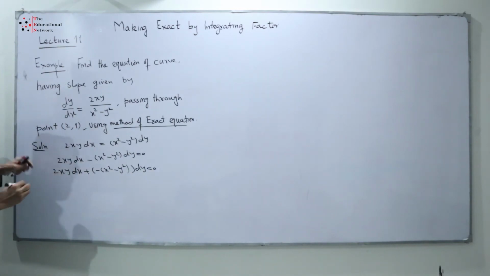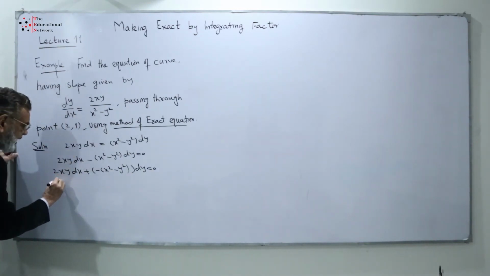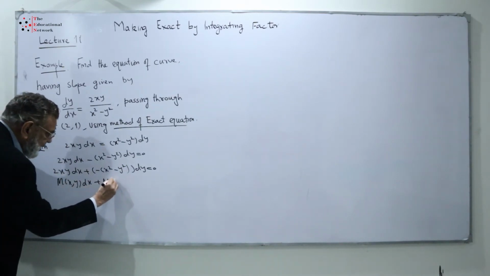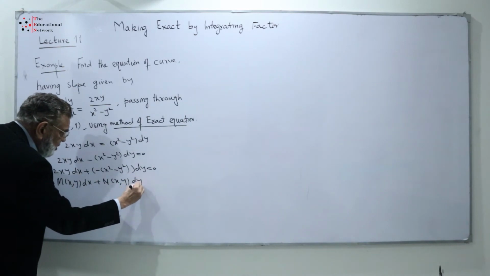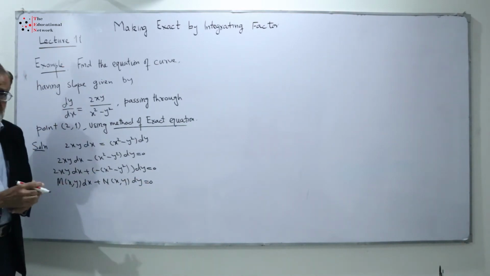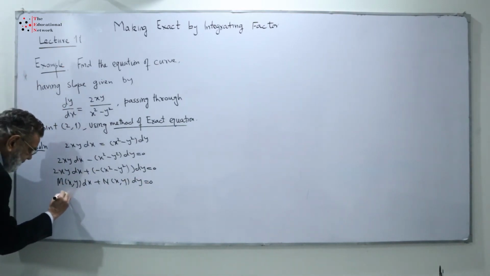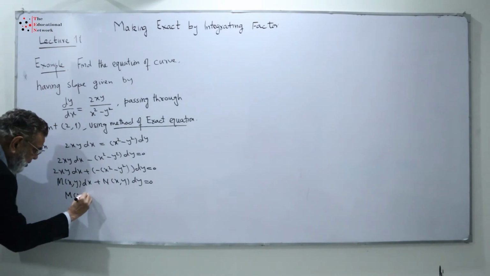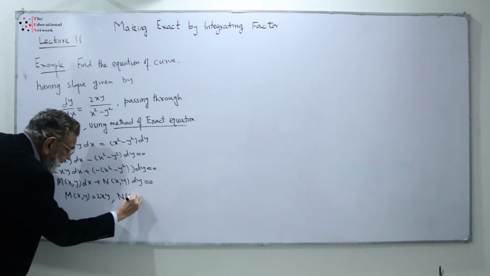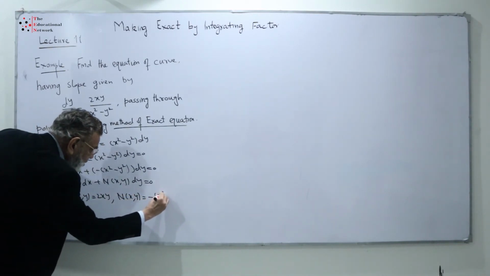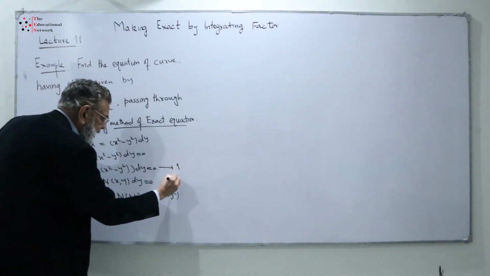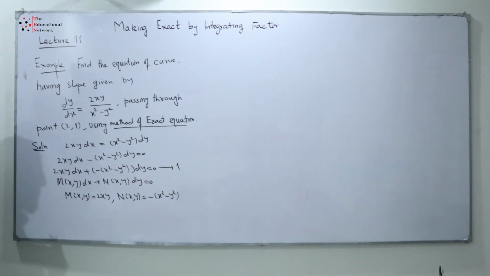Why did I put it here plus? Because we have our formula, our equation is M(x,y) dx plus N(x,y) dy is equal to 0, and there is a big possibility that we may miss this minus sign and our whole solution becomes wrong. So I can write now my M(x,y) is equal to 2xy and my N(x,y) is equal to minus (x² − y²). So this is my equation 1, and I have the M and N. Now I check if it is exact or not.